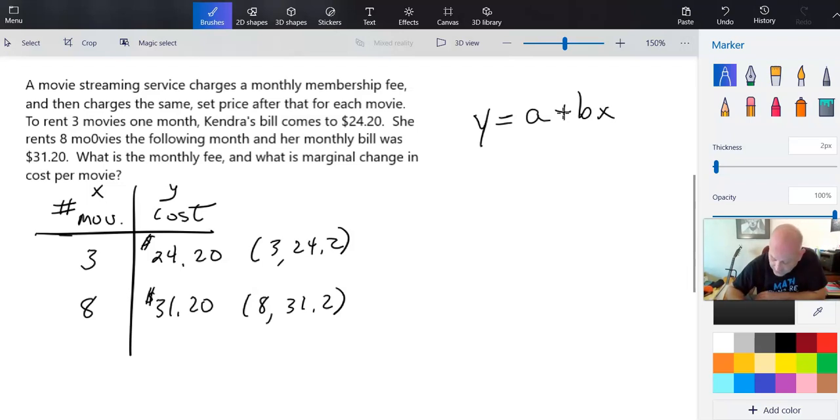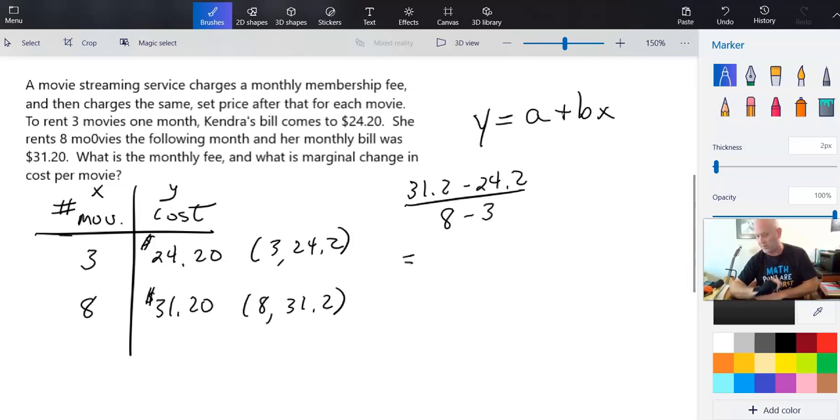So let's go ahead and start by finding the slope. We'll find our marginal change first. So it's the change in Y, 31.2 minus 24.2, divided by 8 minus 3. So let's see what we get there. Where did I put my calculator? There it is. So 31.2 minus 24.2 comes out to 7.